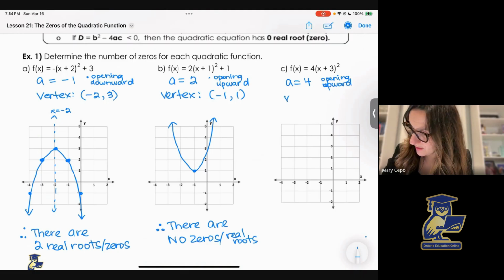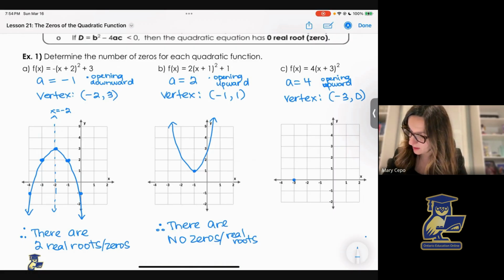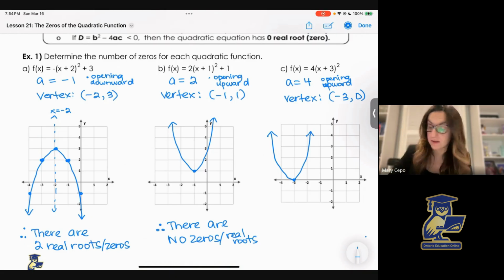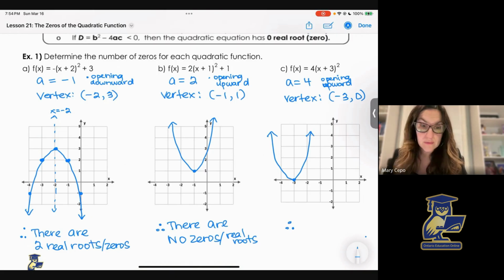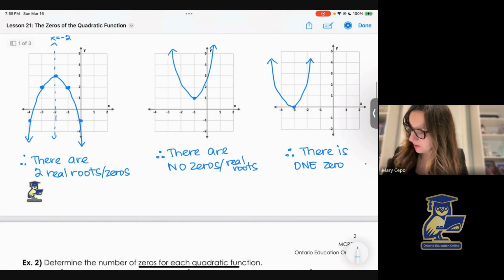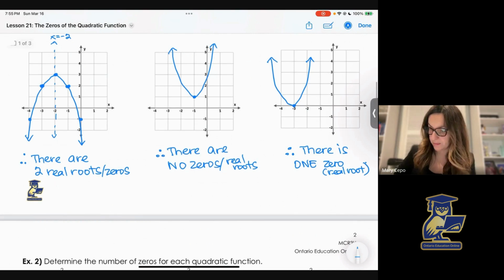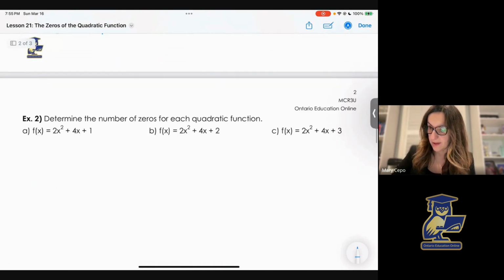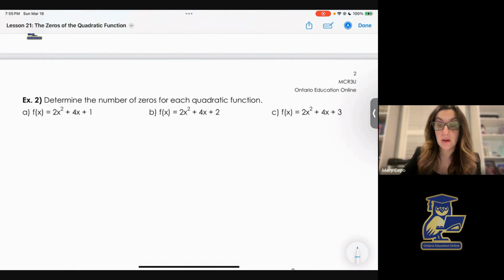And then we know the vertex in this case is -3 and 0. So if we're looking at -3 and 0, again, just a quick sketch. But because the vertex is on the x-axis, we can say, therefore, there is 1 zero. Again, or we could say 1 real root or 1 x-intercept. Okay, and that's determining how many zeros we have based on the graph.